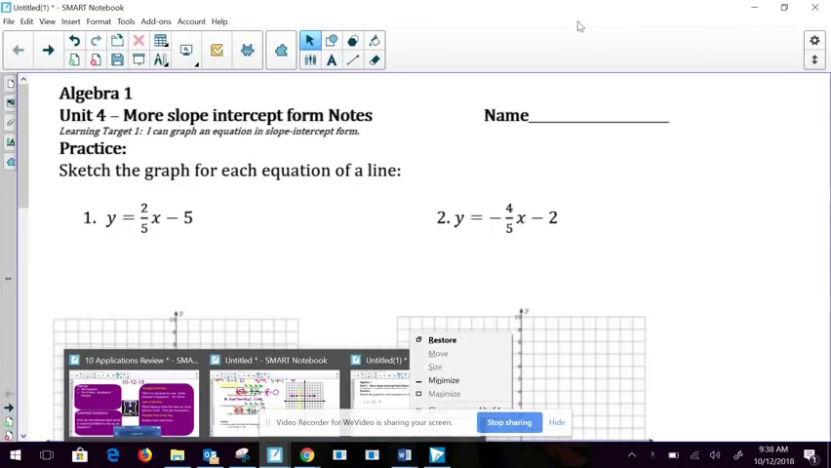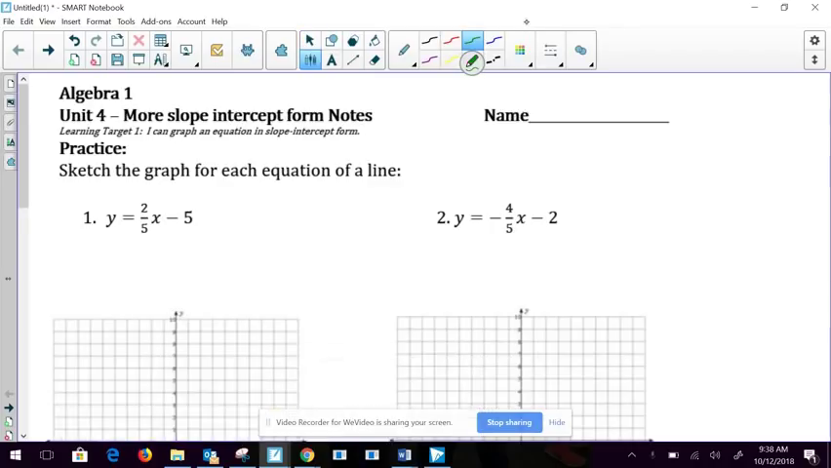Hi everybody, welcome back. Today we're going to do more graphing in slope-intercept form. For those of you who are ready to move on, we're also going to add some extra problems here at the end. So let's go ahead and look at our first equation.